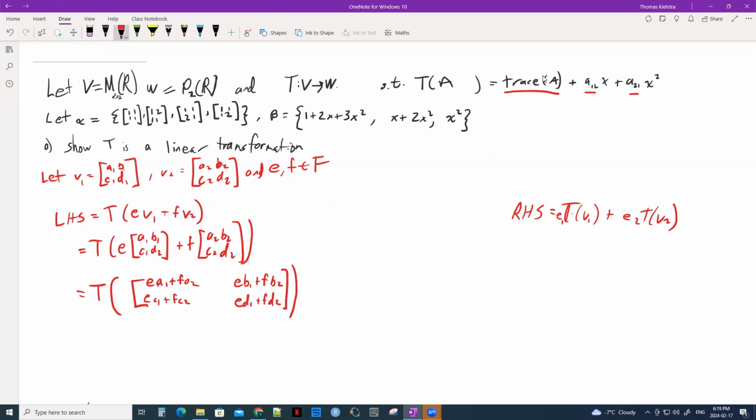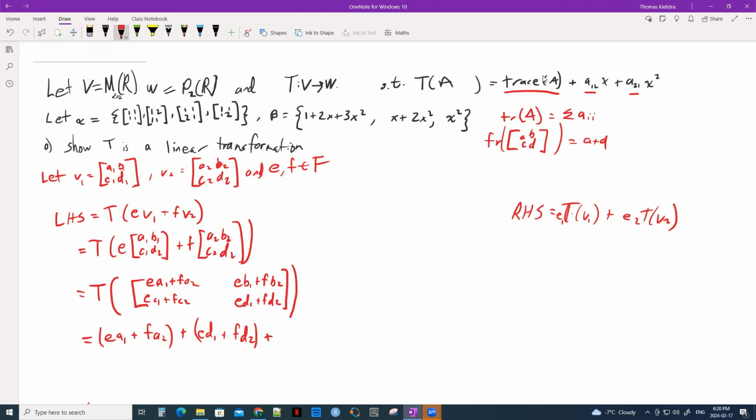Now we need to apply our equation. And the first thing we need to know is, what is the trace? The trace of A, also given by TR of A, equals the sum of the diagonal entries, or A_ii. So in our case, if we have A, B, C, D, the trace of this matrix is going to be A plus D. So the trace of our matrix is going to be EA1 plus FA2 plus ED1 plus FD2.